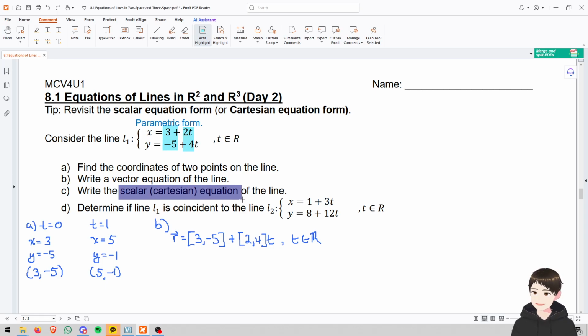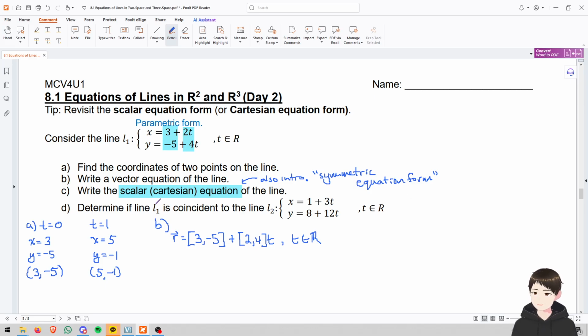C. This is the new part, so can we leave it last? Writing a scalar Cartesian equation, and in doing so, I'm also going to introduce symmetric form or symmetric equation form. Because sometimes this term pops up and it wasn't formally taught in the textbook, I think.